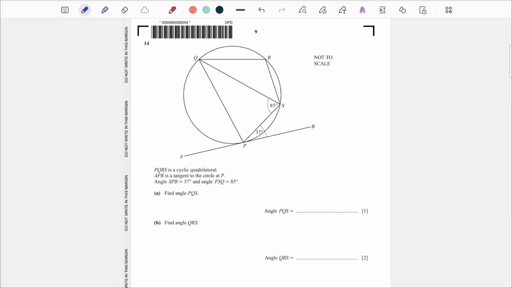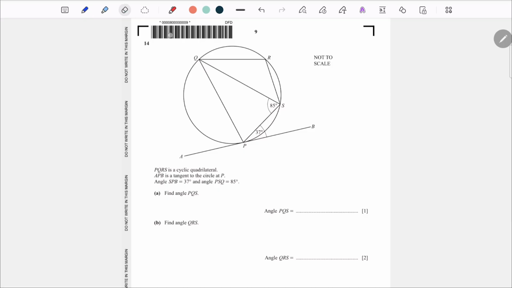Question 14 shows a diagram. PQRS is a cyclic quadrilateral. APB is tangent to the circle at P. Angle SPB is 37 and angle PSQ is 85. In part A, find angle PQS. PQS, we have to find this angle.